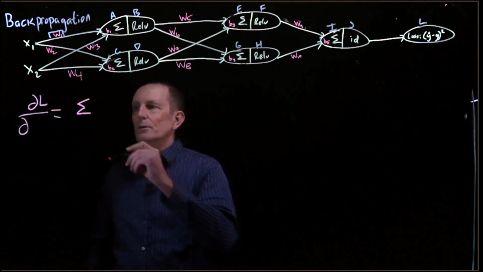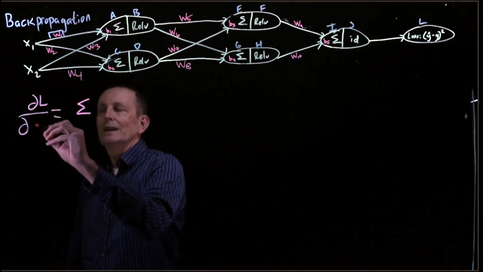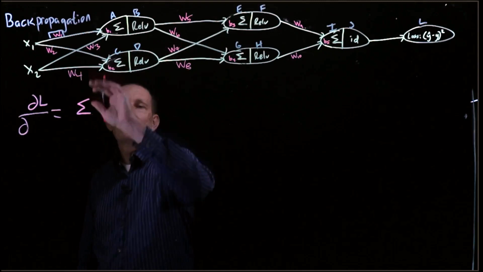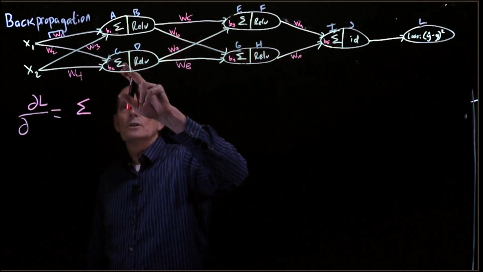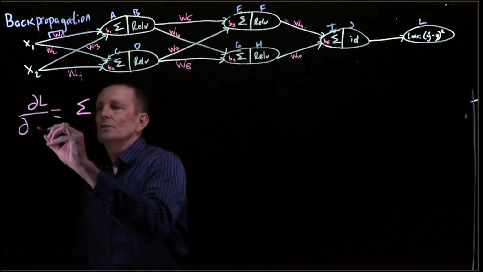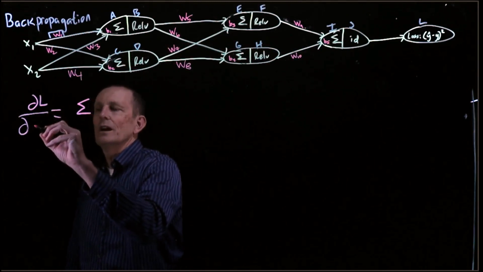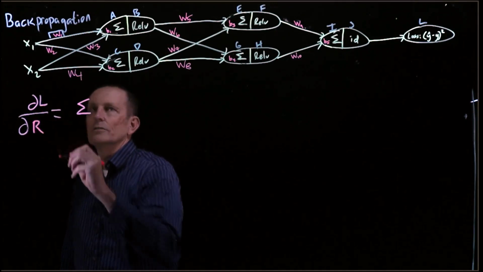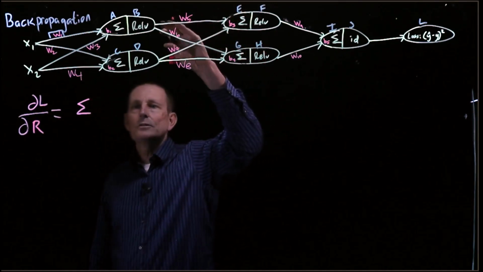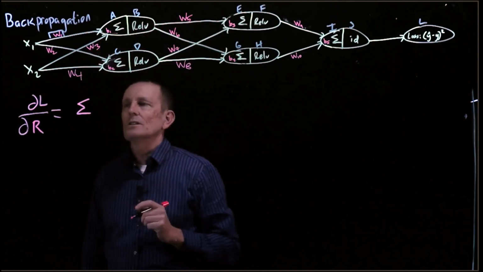Let's look at the derivative from L to any particular location on this neural network, be it a node or be it a weight. So let's take the derivative of L with respect to, I'm going to just call it R, for some R. R may be one of these nodes. R may also be one of these weights.